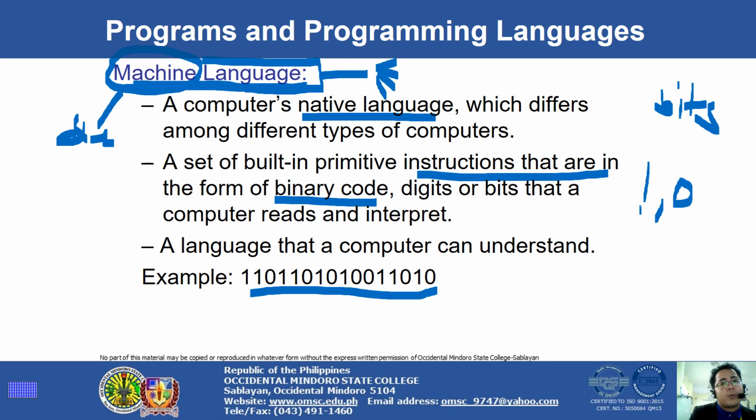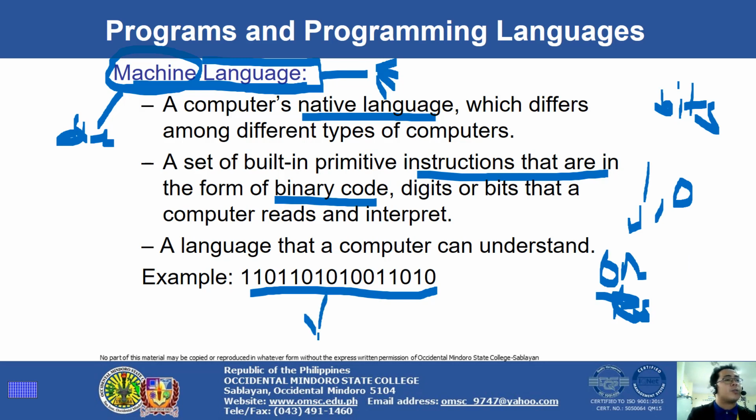Kapag sinabi nating one, this is on or it could be yes. It could be true. Kapag sinabi nating zero, that is no, off, or false. Okay? So, yun yung interpretation natin with regards to machine language. So, in your later, siguro mga second year ninyo, third year, okay? Mapapagdaanan nyo yung mga machine language.